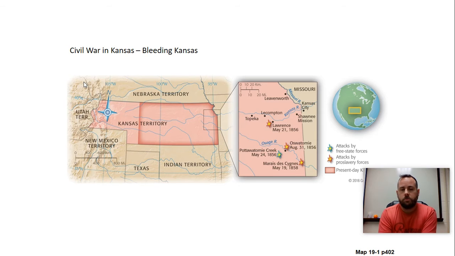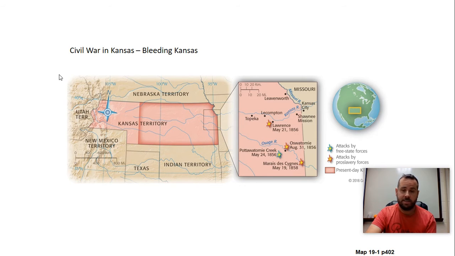And when they go to have a vote to let popular sovereignty, let the people vote on whether it would be a slave territory or a free territory, both interest groups flood the region with voters. So pro-slavery advocates from Missouri jump the border, head over into Kansas, and they're going to stack the vote for the slave interest. At the same time, a group of anti-slavery advocates called the New England Immigrant Aid Company sent people into these territories to stack the vote for the anti-slavery view.